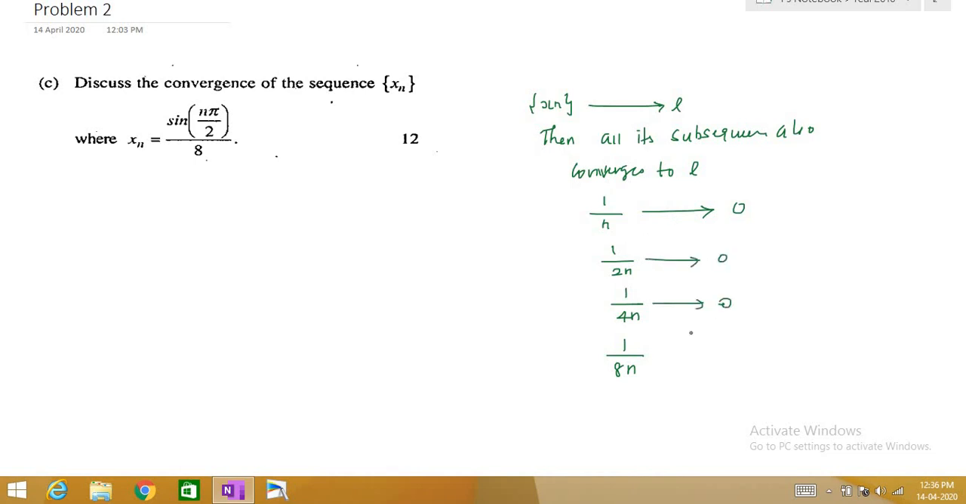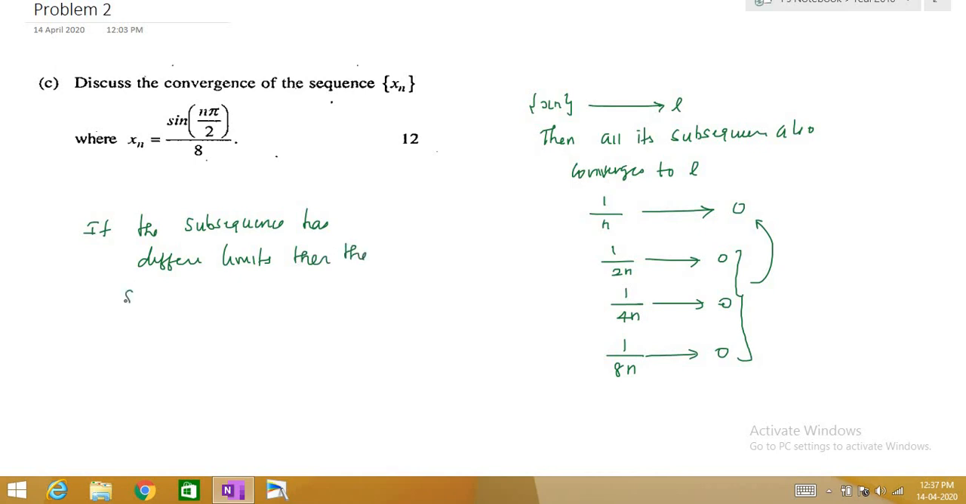This sequence also converges to 0. This sequence also converges to 0. So what we can conclude from the theorem is that if all its subsequences have the same limit point, then the sequence will also have the same limit point. The important information that we can derive from this theorem is that if the subsequences have different limits, then the sequence cannot converge. It's an important result.